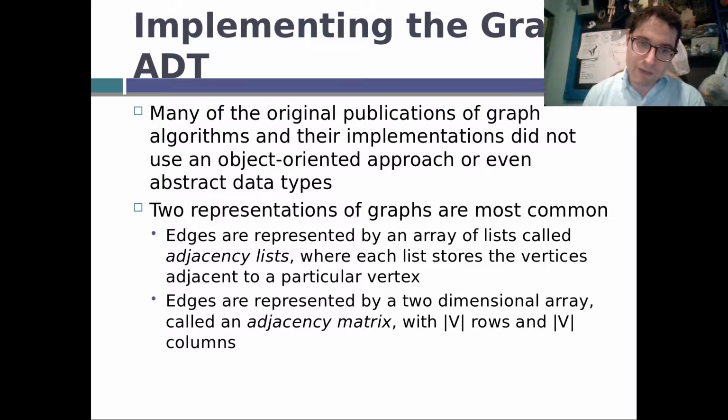The other way to represent it is in a two-dimensional array. And this is about dealing with simple graphs. We can use a two-dimensional array called an adjacency matrix, and we basically use each cell in the adjacency matrix to represent whether or not there's an edge there.